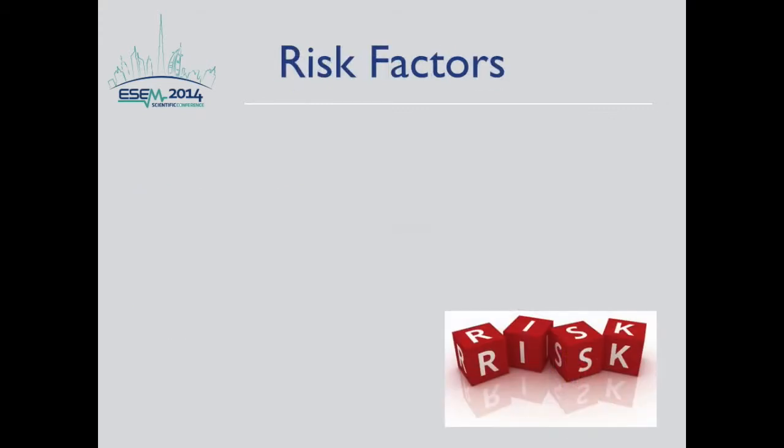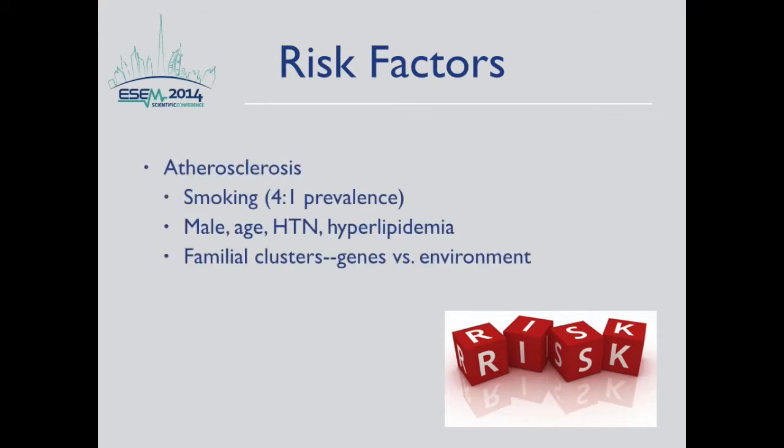The risk factors for abdominal aortic aneurysm are similar to risk factors for atherosclerosis, including smoking, male gender, older age, history of hypertension and hyperlipidemia, as well as family history of abdominal aortic aneurysm due to either genetic or environmental factors.